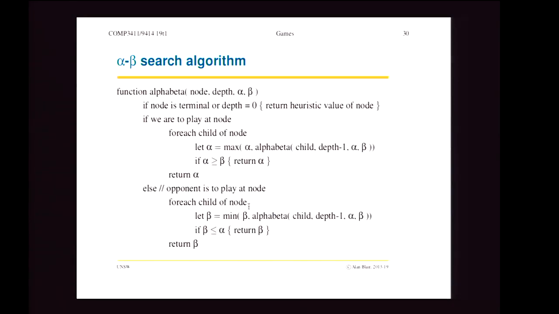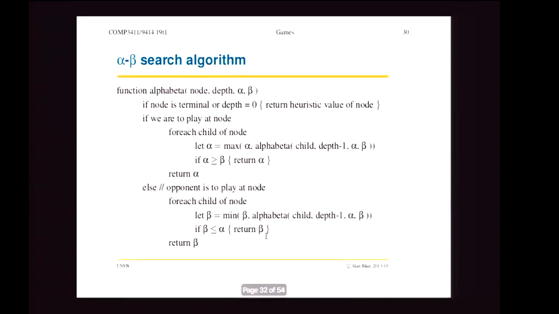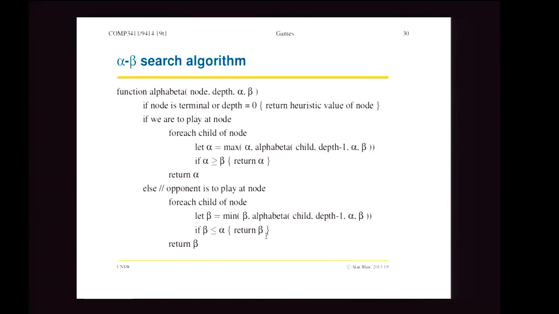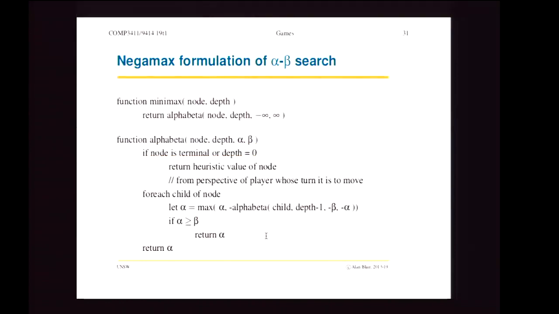With a min node, we try to minimize beta, but if it ever becomes less than or equal to alpha, then we cut off the search. And this should become a bit more clear when we trace through an example in a minute, okay? And there's also a negamax formulation of this. So this is what we use when we program it in a computer.